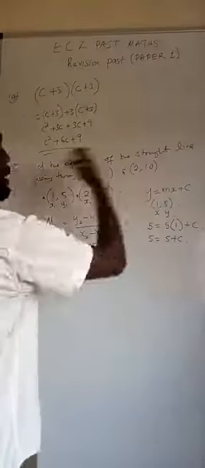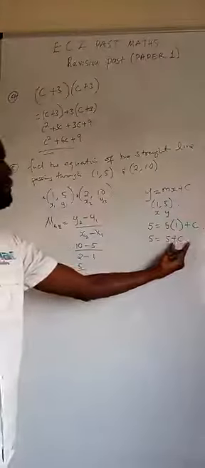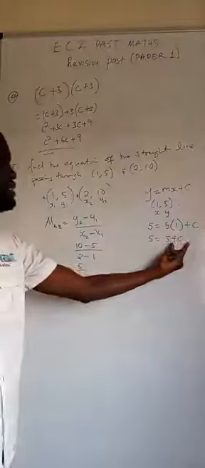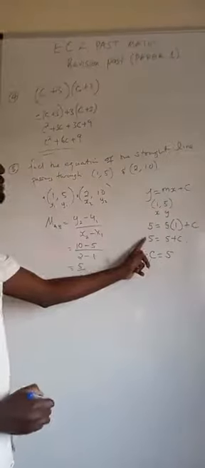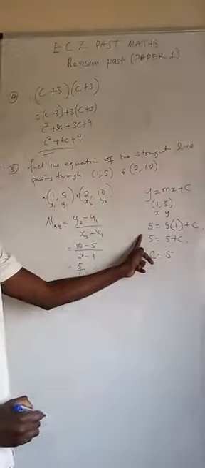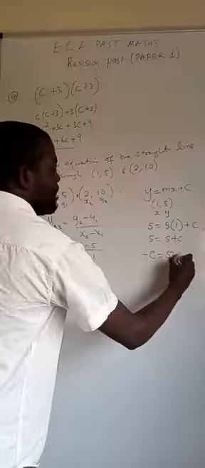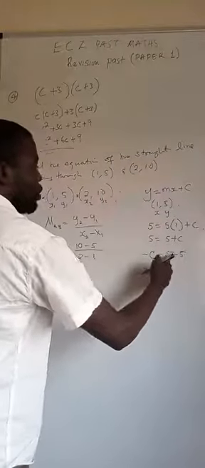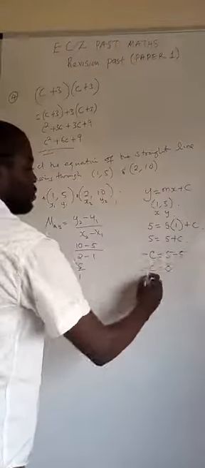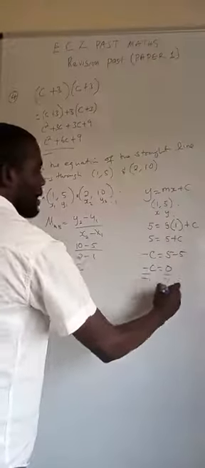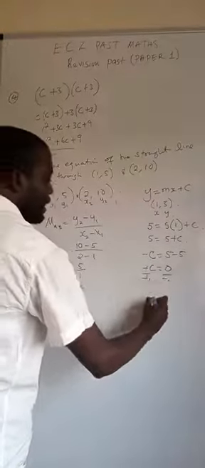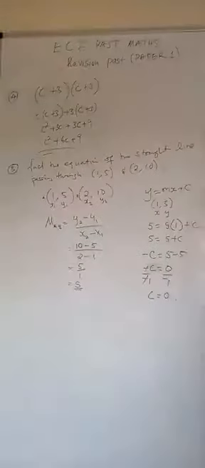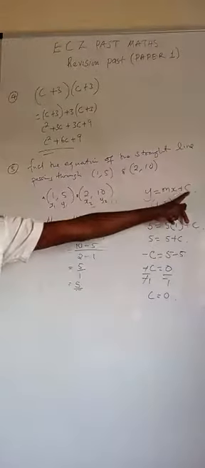When I want to make c the subject, remember that letters should be on the left-hand side. So if this is positive c, it crosses the equal sign and becomes negative c, is equal to 5. Then this 5 crosses to the other side. Since it's positive 5, when it crosses it becomes negative 5. So negative c is equal to 5 minus 5, which is 0. When you divide by negative 1, 0 divided by any number gives you 0. So my c is 0.